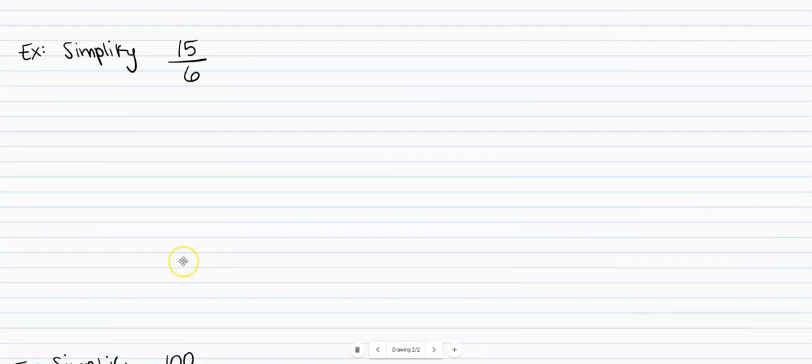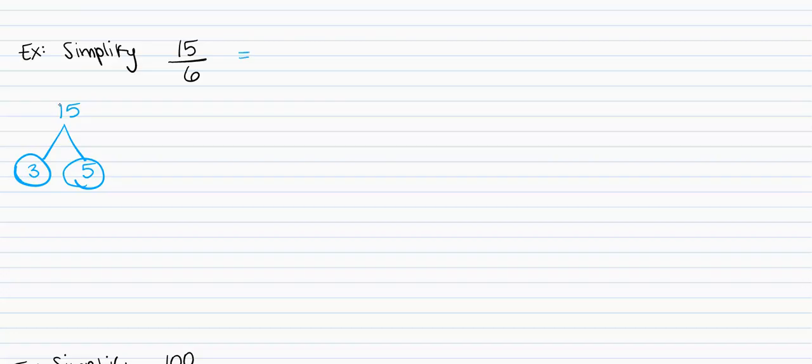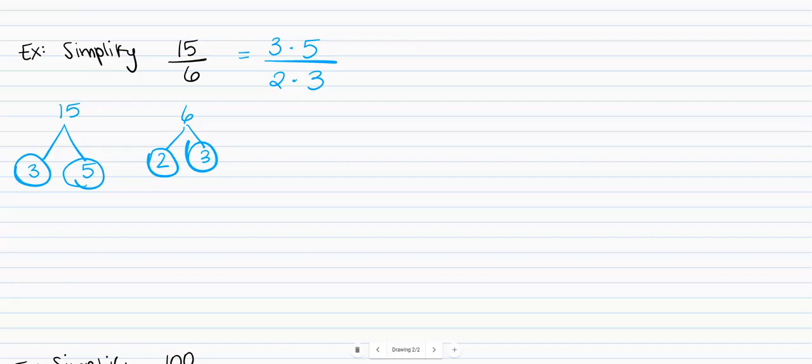Let's do another example. Let's say we have 15 and 6. Let's break 15 down into its prime form. Picking any two numbers that multiply to 15, I have 3 and 5. 3 cannot be broken down any further, so it is prime. 5 can also not be broken down, so it's just 5. So 15 can be written as 3 times 5. In the previous example, I said that 6 can be broken down to be 2 times 3. So I can write 2 and 3. Notice I have a 3 in the numerator and a 3 in the denominator. So this just becomes 5 over 2.